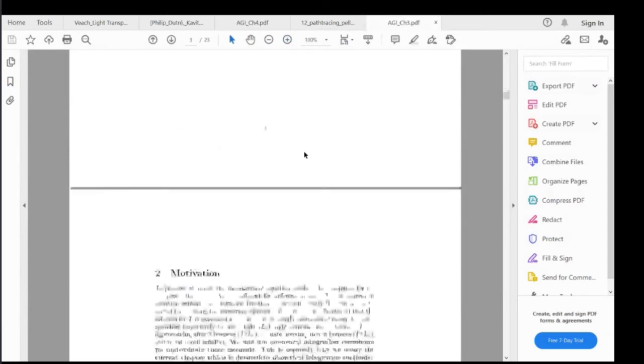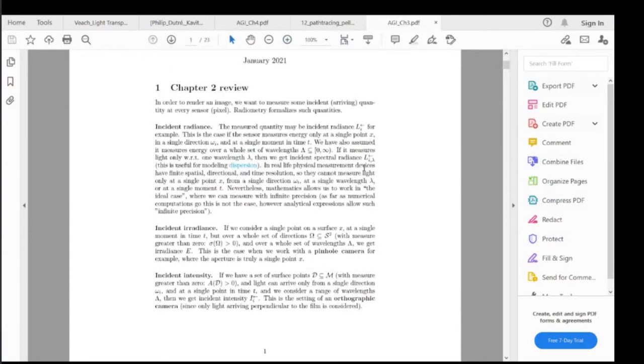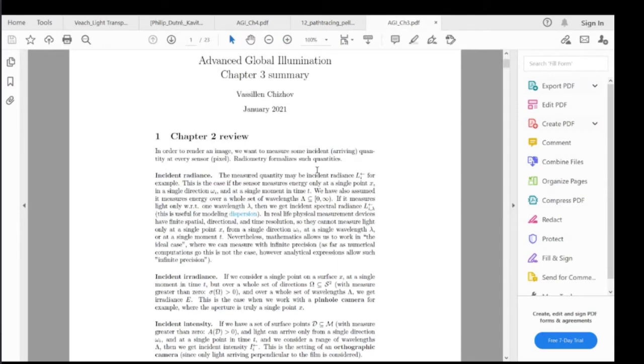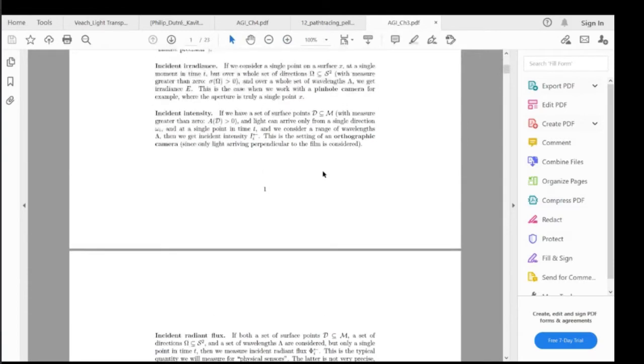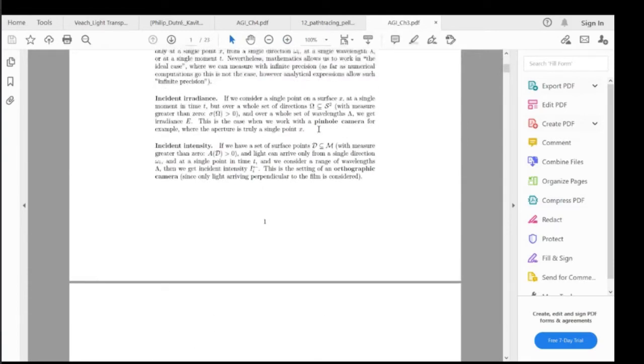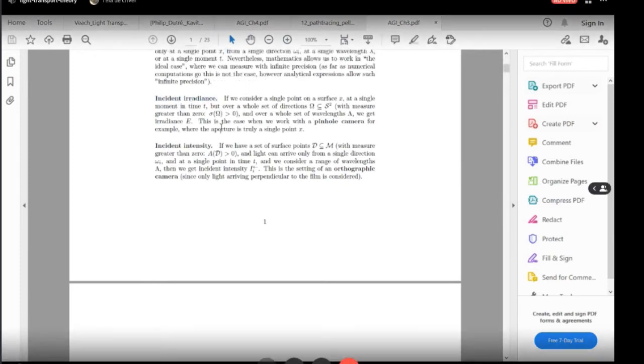So what do you want to compute at the end of the day? Some value for your pixels. Depending on your virtual camera in the virtual world, you measure different things. Let's say you take a pinhole camera. With a pinhole camera, you have only one point where you measure things, but many directions, and that one point is your aperture. This corresponds to measuring incident irradiance. If you remember, for irradiance you integrate over solid angle.